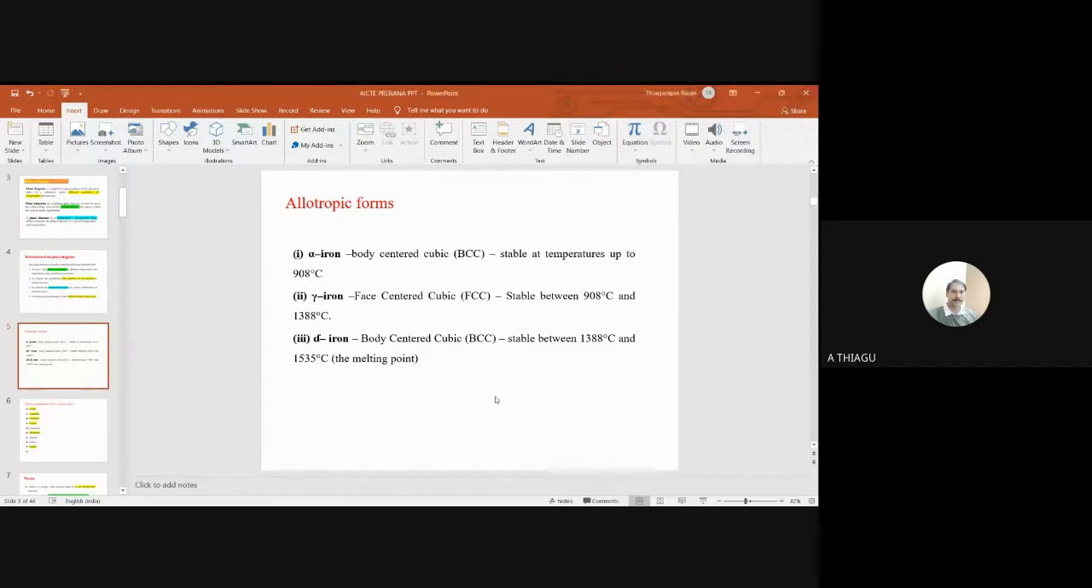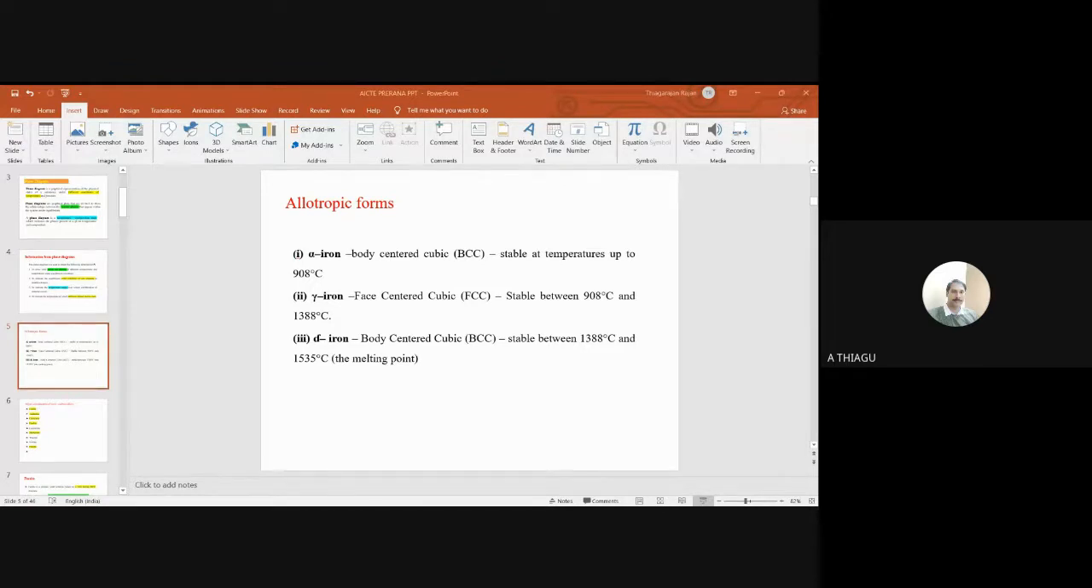So no clarification up to this one. Okay, fine. So alpha, austenite, and delta. Okay, so these are the three materials having different structures and temperature.